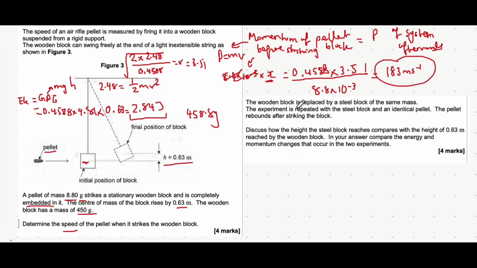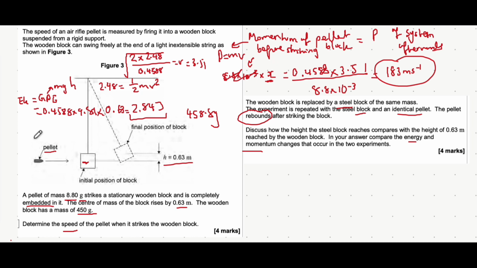Okay, it tells you the wooden block is now replaced by a steel block. So it's this block here that's replaced by a steel block. The experiment is repeated with the steel block and an identical pellet, but the pellet rebounds. That's very important. Discuss how the height that the steel block reaches is varied. And you have to talk about the energy changes and momentum changes. Well, let's think about it like this.